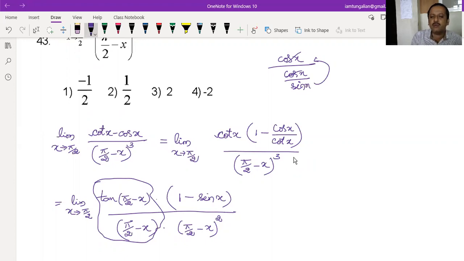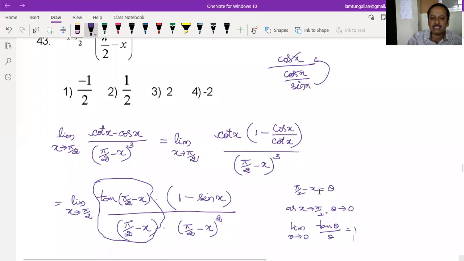Now tan pi by 2 minus x divided by pi by 2 minus x, when x approaches pi by 2, this will become 1. Because if you take pi by 2 minus x equal to theta, then as x tends to pi by 2, theta will tend to 0. So this will be limit theta tends to 0, tan theta by theta, which is equal to 1.